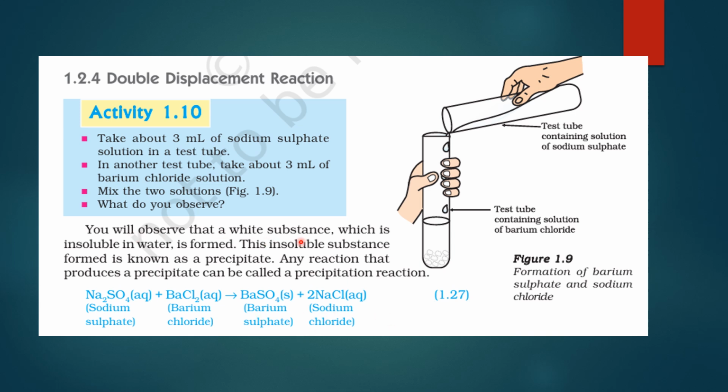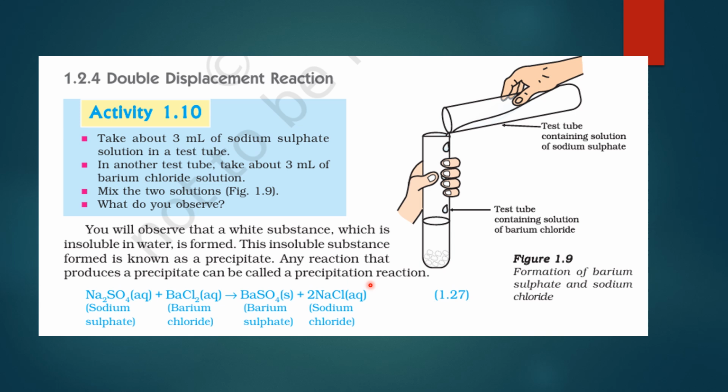So we observe a white substance which is insoluble in water. This is formed. This insoluble substance formed is known as a precipitate. Precipitate, as you know, is anything you get which is not soluble, it is insoluble, so it is a precipitate. So any reaction that produces a precipitate is also called a precipitation reaction, right?